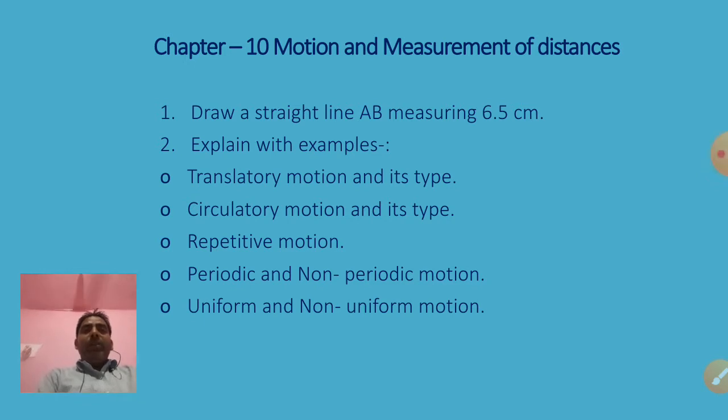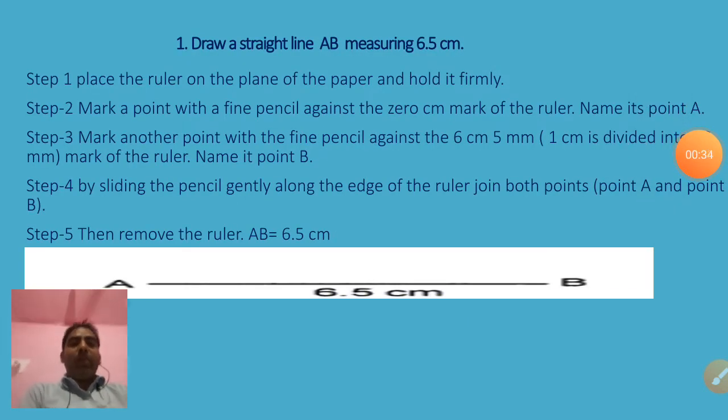In this video, we are going to read the chapter 10, Motion and Measurement of Distances. What we have to discuss here: first, draw a straight line AB measuring 6.5 centimeter. Second, we have to explain the types of motion with examples. Now here you are seeing the different steps. How to draw a straight line AB measuring 6.5 centimeter.